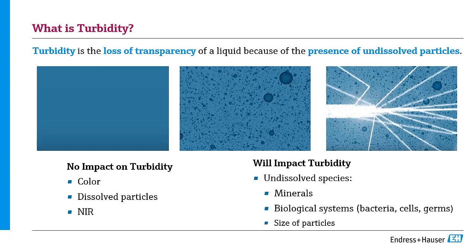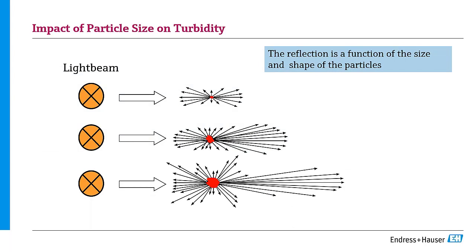And so now the next question is, what's going to impact turbidity measurements and what won't impact it? Things like color or dissolved particles don't influence the turbidity. However, undissolved species such as minerals, biological samples, and interestingly enough, the particle size is also going to influence our turbidity measurement. As you can see here, we have 3 different examples of 3 different particle sizes, and we can see the reflection of the light off those particles varies greatly depending on what the particle's shape is. So this is definitely a key feature you want to keep in mind when you're thinking about how we measure turbidity and what's going to be impacted.